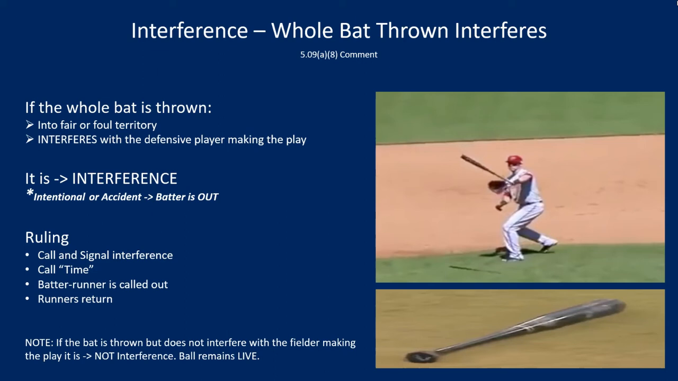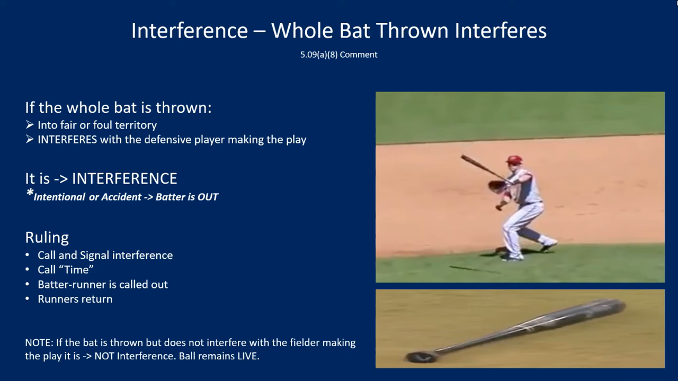One little exception is if the batter lets go of their bat and it goes into the field of play, but it's not near the fielder making the play. So the ball is in the outfield and the batter let go of the bat and it's near the pitcher, we wouldn't then call the batter out for interference. The whole bat has to go towards the fielder who is making the play for this interference rule to apply. So whole bat interferes with the fielder making the play. We're calling them out and returning the runners.